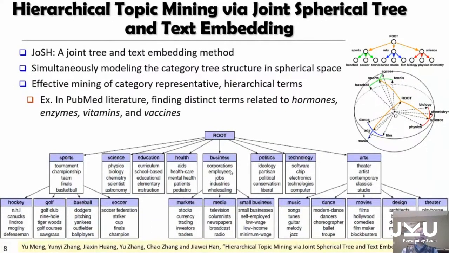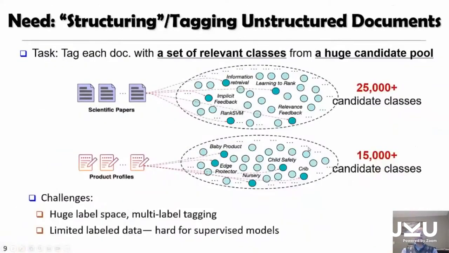Not only can we do it at a single level. If we want to do it in a hierarchical way, we can actually work out a method we call joint tree and text embedding. Essentially, we can get the topic words in the top category and in the lower categories. By computing such embeddings, you can get many more keywords or phrases related to each category and each subcategory. So that will make things much more interesting.